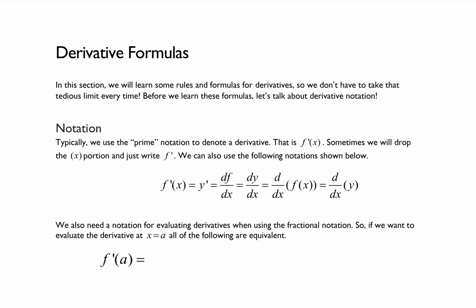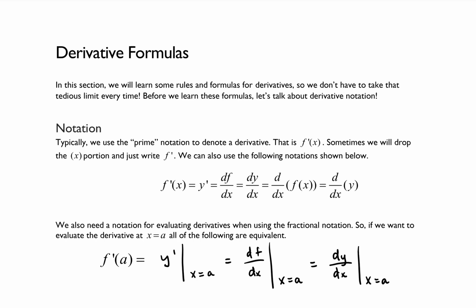We also need a notation for evaluating derivatives when using the fractional notation. So if we want to evaluate the derivative at x equals a, all of the following are equivalent. So we have f prime of a, which is the same thing as y prime with this vertical bar next to it, evaluated at x equals a, which is the same thing as df over dx with this vertical bar, evaluated at x equals a, which is the same thing as dy over dx with the vertical bar evaluated at x equals a.